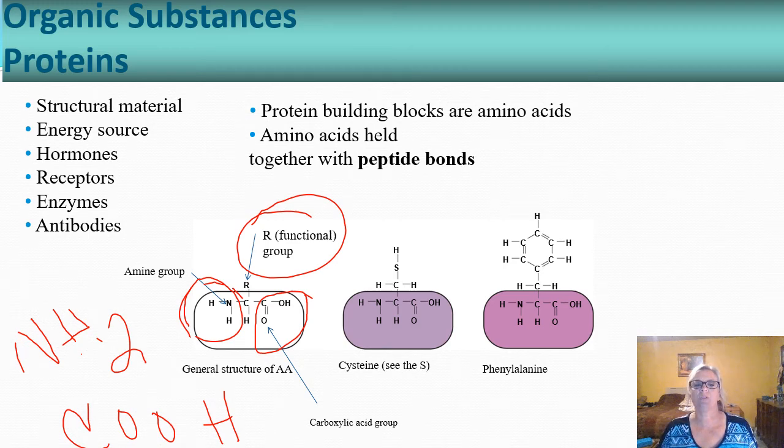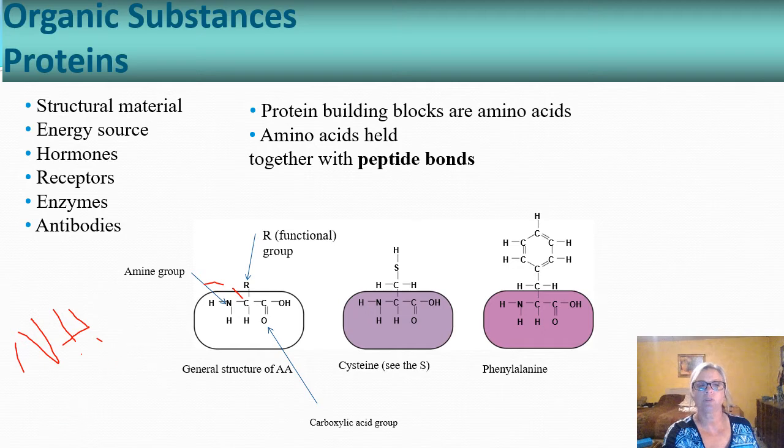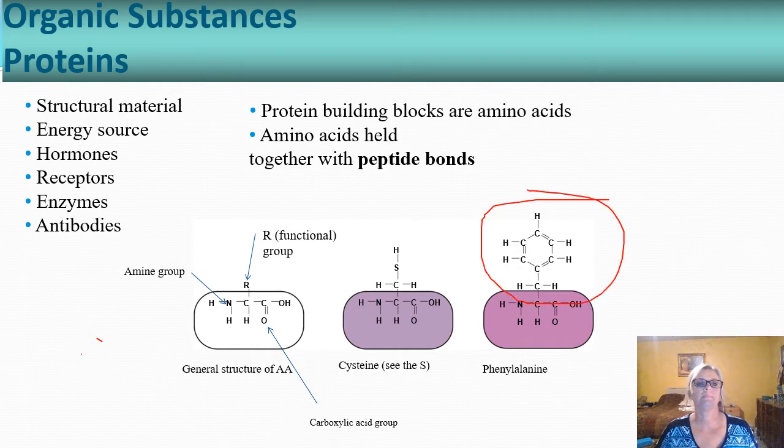So that's what's different. You can see here, this one on the left, that's the general structure here, okay? So this is the general structure. I'll erase all of that. Okay, general structure there. Then the next one is cysteine. It's got a sulfur bond. And then we have phenylalanine, and it's got that ring structure, okay?